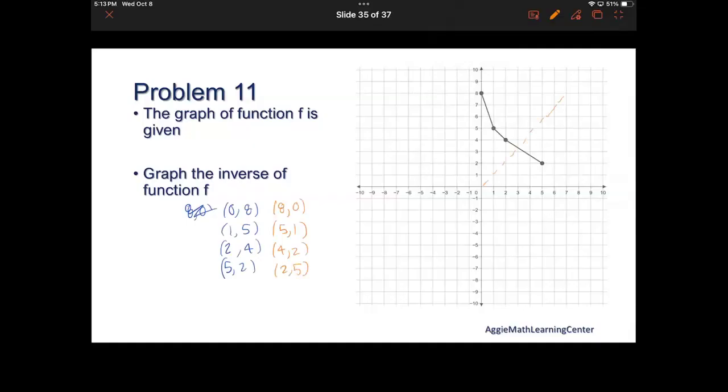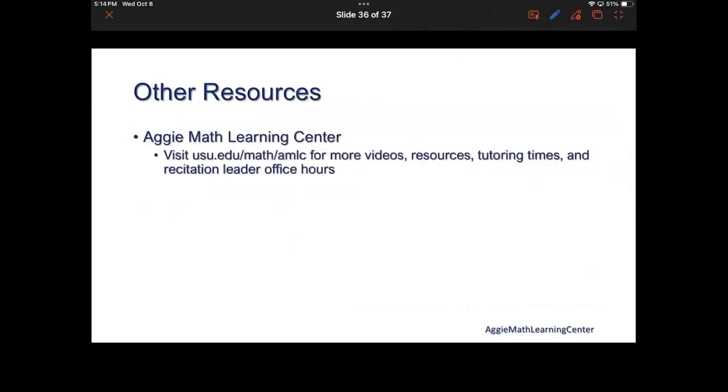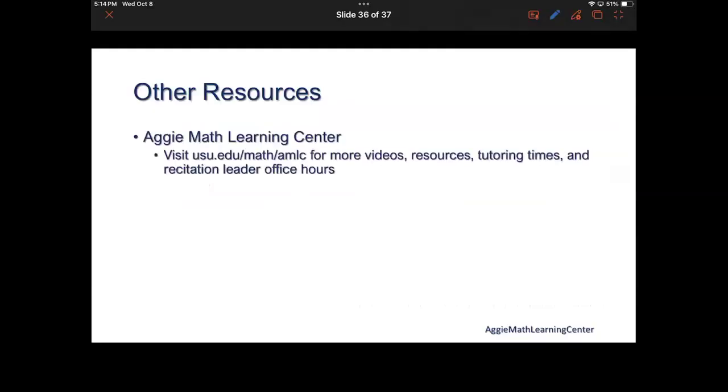Because we're thinking about a reflection over the y equals x line. So let's plot those points real fast. I've got (8, 0), (5, 1), (4, 2), and (2, 5). Like this. Okay, and we can see that symmetry. Okay, all right. So that is the end, looks like. Yes? Okay. We made it!